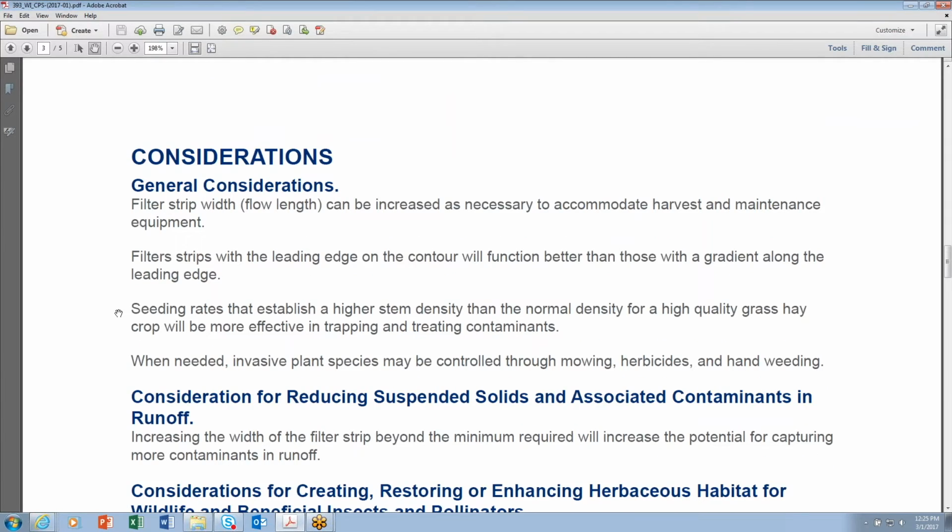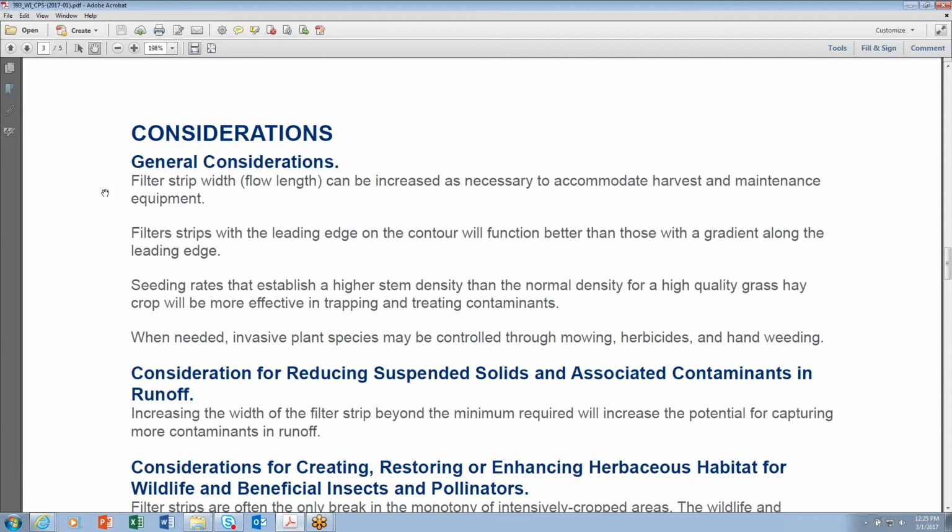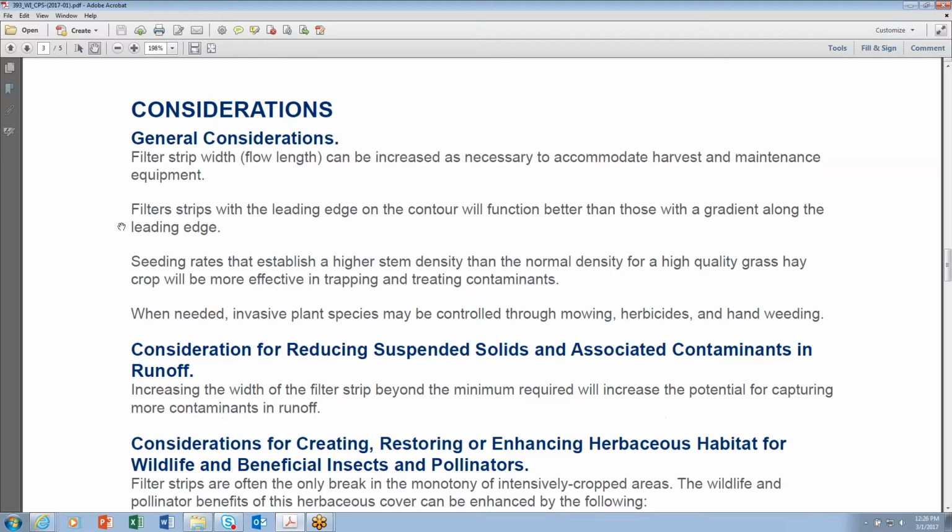But some of the considerations that we do need to look at, filter strip width can be increased, and it should be increased to accommodate conditions to match equipment. That goes without saying. So we want to make sure we're asking about harvest equipment and seeding equipment so we don't look foolish when we're designing these. Filter strips with leading edge on the contour will function better with a gradient along the leading edge. So we want to just make sure that things are going to flow into the filter strips.